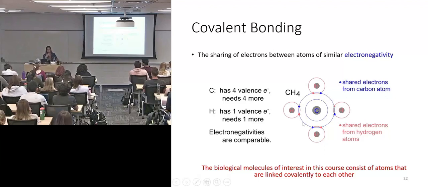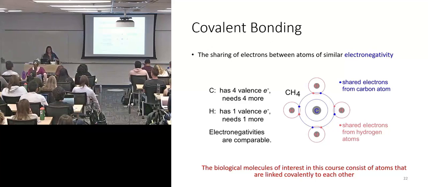Most of this should be sort of like intro gen chem review. I won't go into more detail than this. If you need more information, let me know, and I can point you to some resources. Okay? But the biological molecules of interest in our class are almost always going to consist, everything's pretty much carbon-based. We're made of carbon. So we're going to be looking primarily at stuff that is linked covalently.